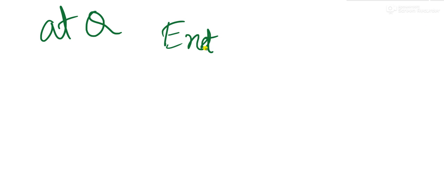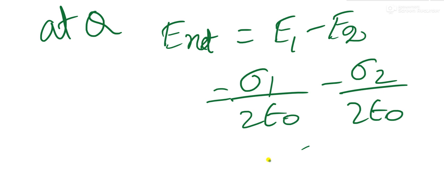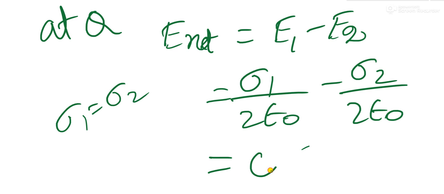Next, at the point Q. E net, both are in the opposite direction, so E1 minus E2: sigma 1 divided by 2 epsilon naught minus sigma 2 divided by 2 epsilon naught. When sigma 1 is equal to sigma 2, this is going to get cancelled. So E net will be 0.